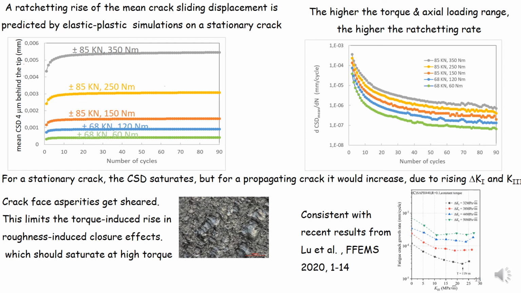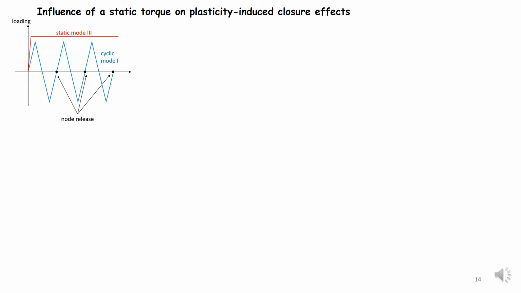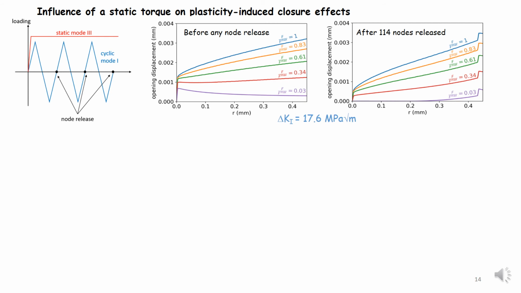They reported a saturation of the reduction of mode 1 crack growth rate at a given delta K as the static K3 increases. The finite element model was also used to simulate crack growth by repeated node release to investigate the influence of a static torque on plasticity-induced closure. For that purpose, the crack opening displacement profile was monitored upon unloading to detect contact at the first node behind the tip.